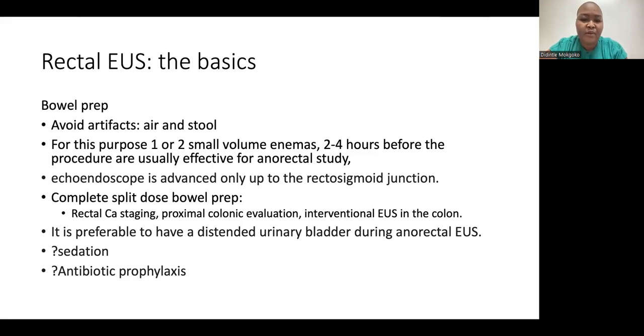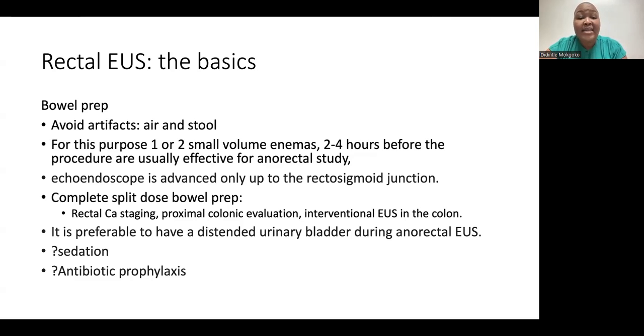It is also preferable to have a distended urinary bladder. That goes without saying. It's a very reassuring anatomical landmark to find. Sometimes it's the only one that you recognize with confidence. So having a full distended urinary bladder is important for starting your anorectal EUS. And again, it's fluid. It will happily transmit ultrasound, so it doesn't interfere with your procedure at all.